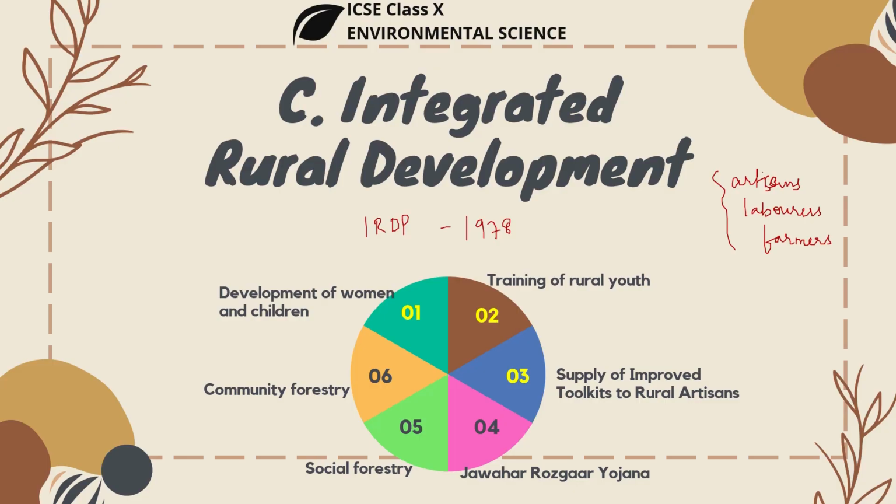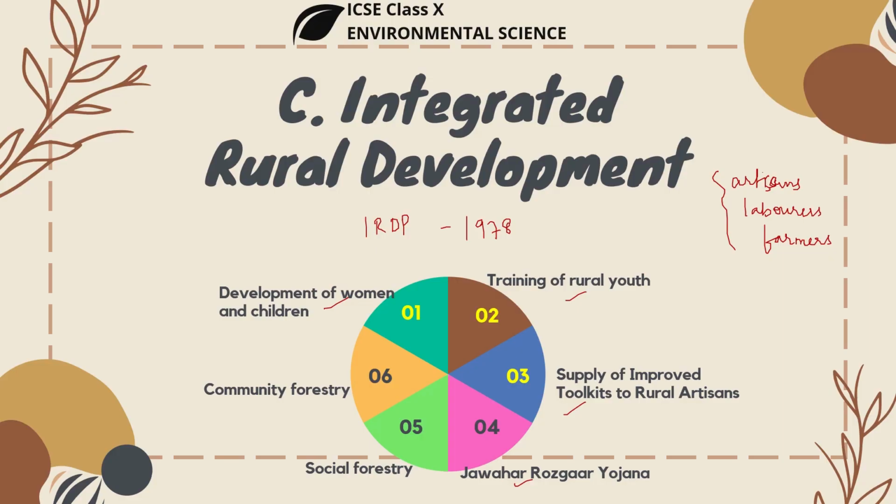There are many more. Some of them include the training of the rural youth so that they are capable of self-employment, or the development of women and children in the rural areas, ensuring that there are sanitation programs. Jawahar Rozgar Yojana, you might have heard of these. This is also for self-employment, or a scheme for the rural artisans to ensure that they are being provided with improved toolkits. These are some of the schemes.